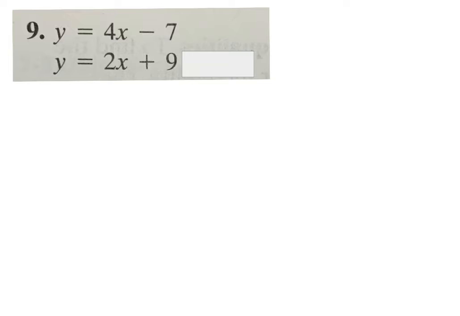So for number 9, it said solve using substitution. I found that this was one of the harder ones on the quiz, even though it's already set up for substitution. I think it's because you have y equals on both sides, like both of them have y equals something. When you have that, you just take what y is equal to and they're equal to each other. So you are going to take what y is equal to in the first equation, 4x minus 7, and set it equal to what y is equal to in the second equation, 2x plus 9.